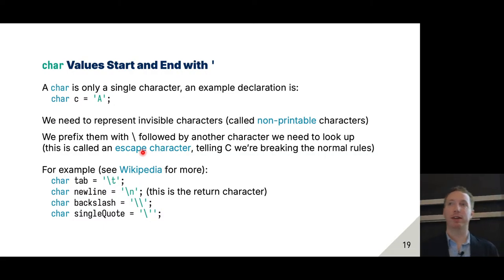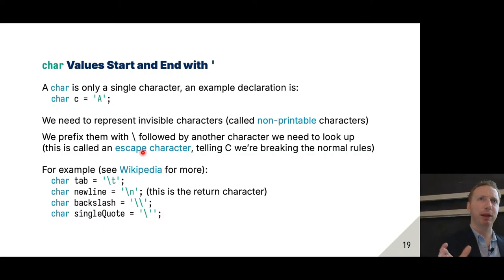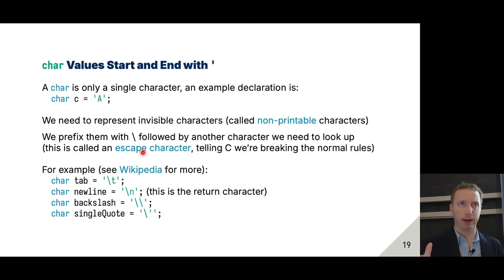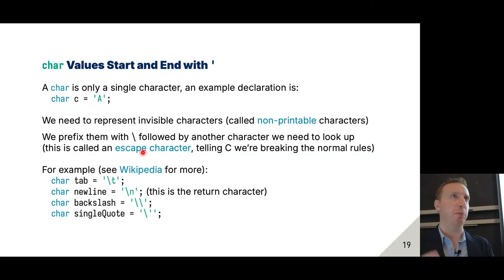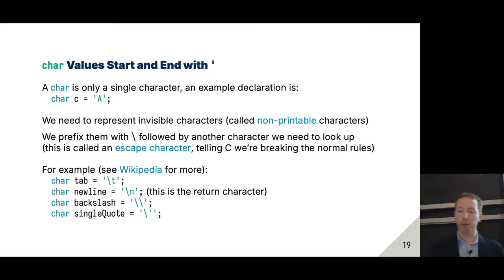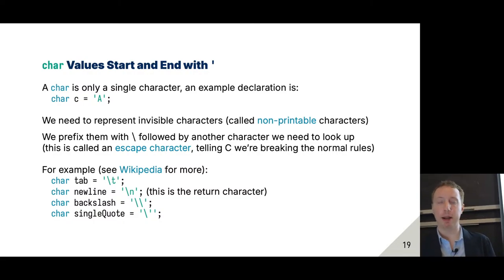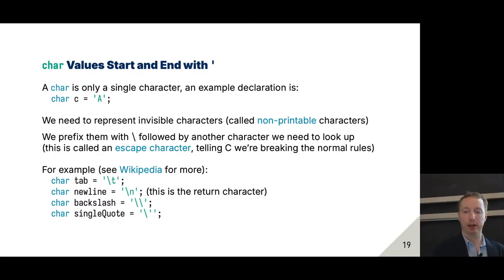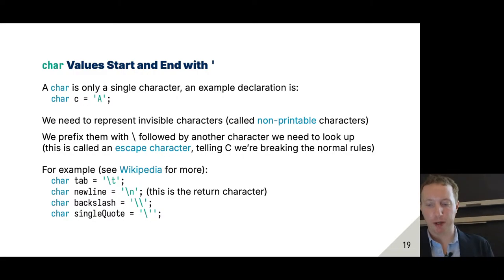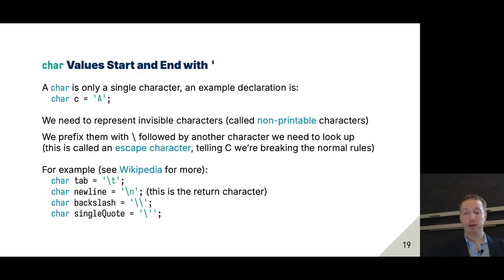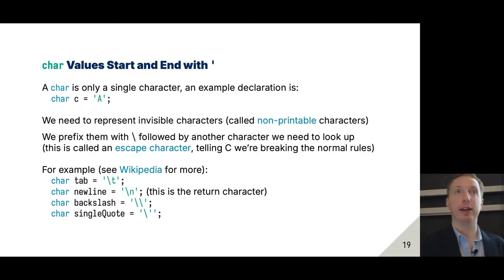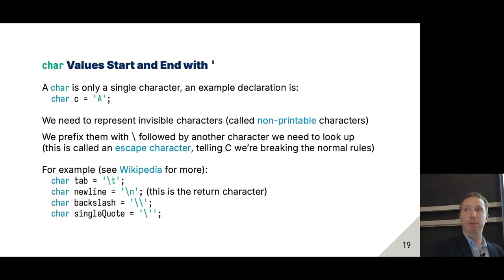It's basically a word to tell C, hey, I mean something weird here, so just look at the next thing I type. That will tell you what I actually mean. We're breaking the normal rules here. So Wikipedia will list all of them. The only ones you'll use for this course are, you probably will never even use the tab character, but to represent a tab character, it's this backslash t. They generally just start with the letter that they're supposed to represent. A new line is backslash n, so this is the return character, and we saw that that's what ended hello world. So it was hello world and then backslash n.